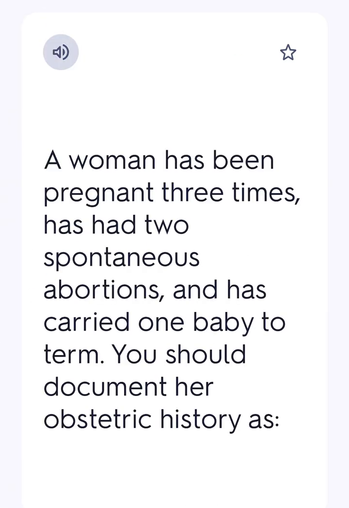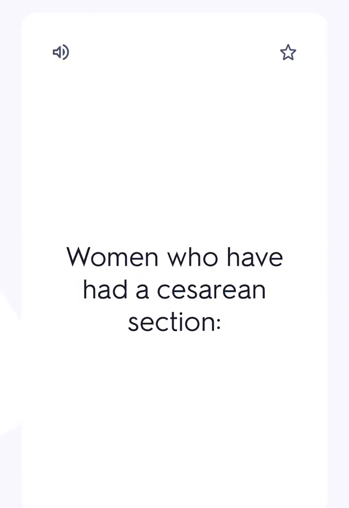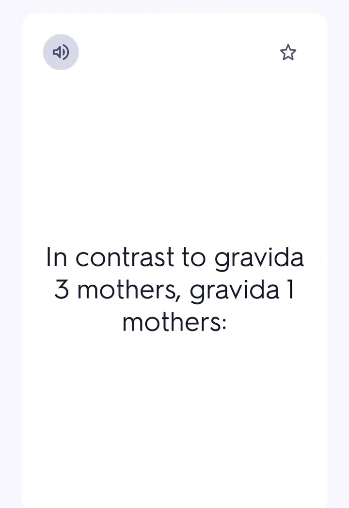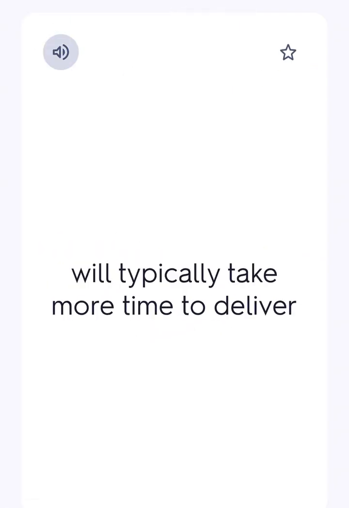A woman has been pregnant 3 times, has had 2 spontaneous abortions, and has carried 1 baby to term. You should document her obstetric history as G3A2P1. Women who have had a cesarean section can have a normal vaginal delivery. In contrast to gravida 3 mothers, gravida 1 mothers will typically take more time to deliver.